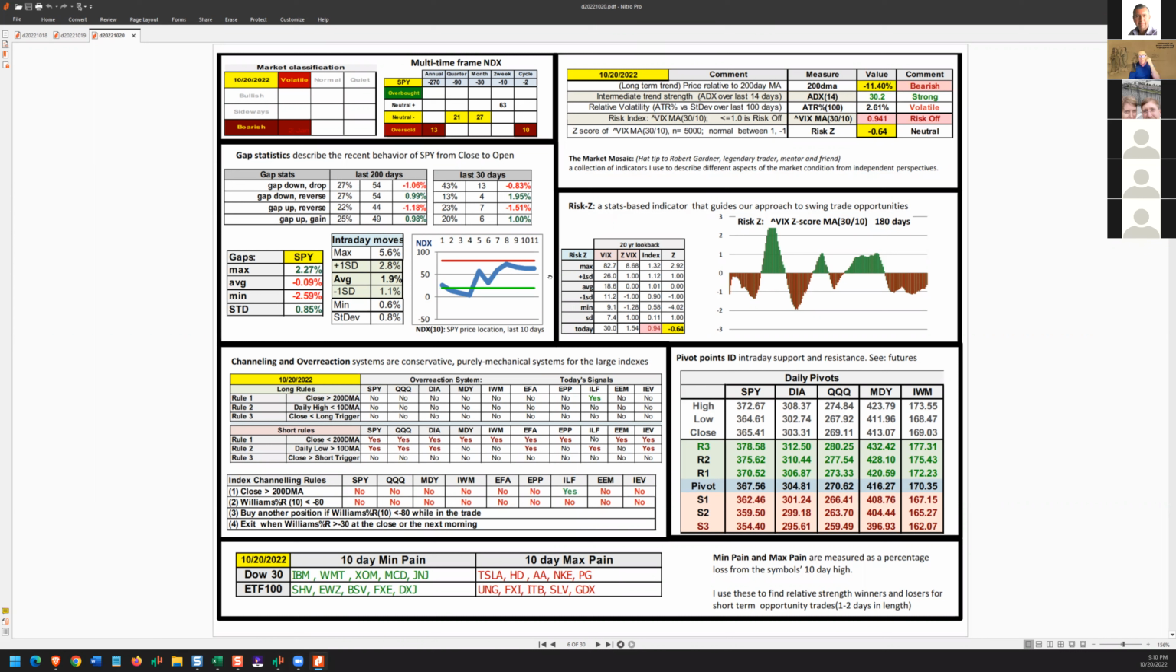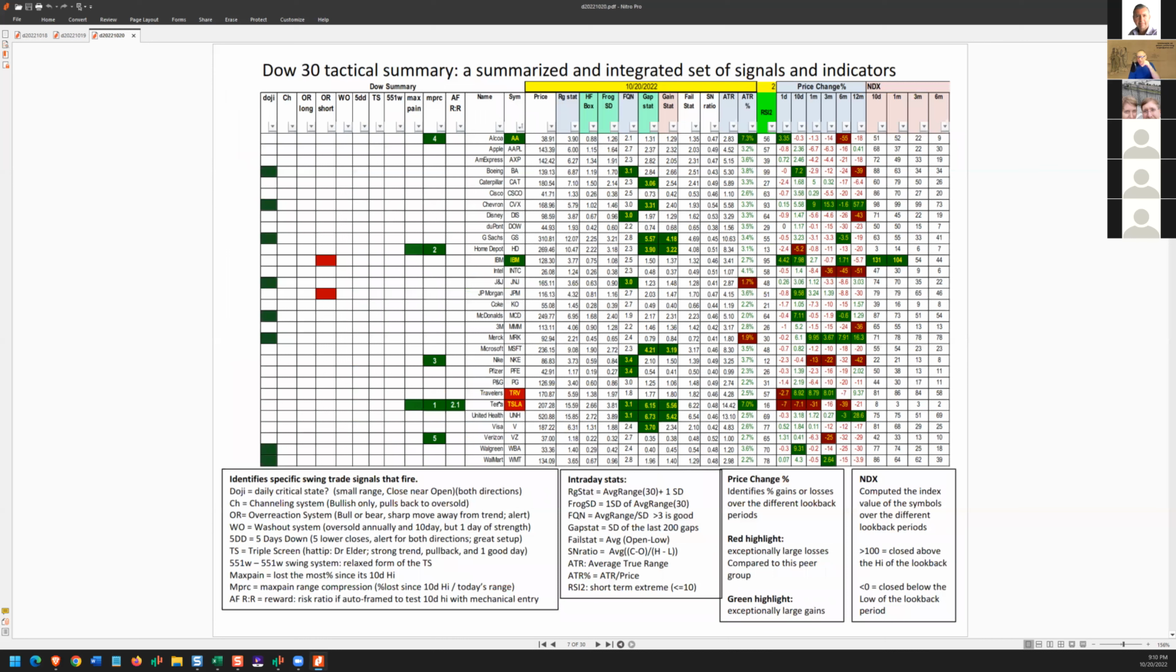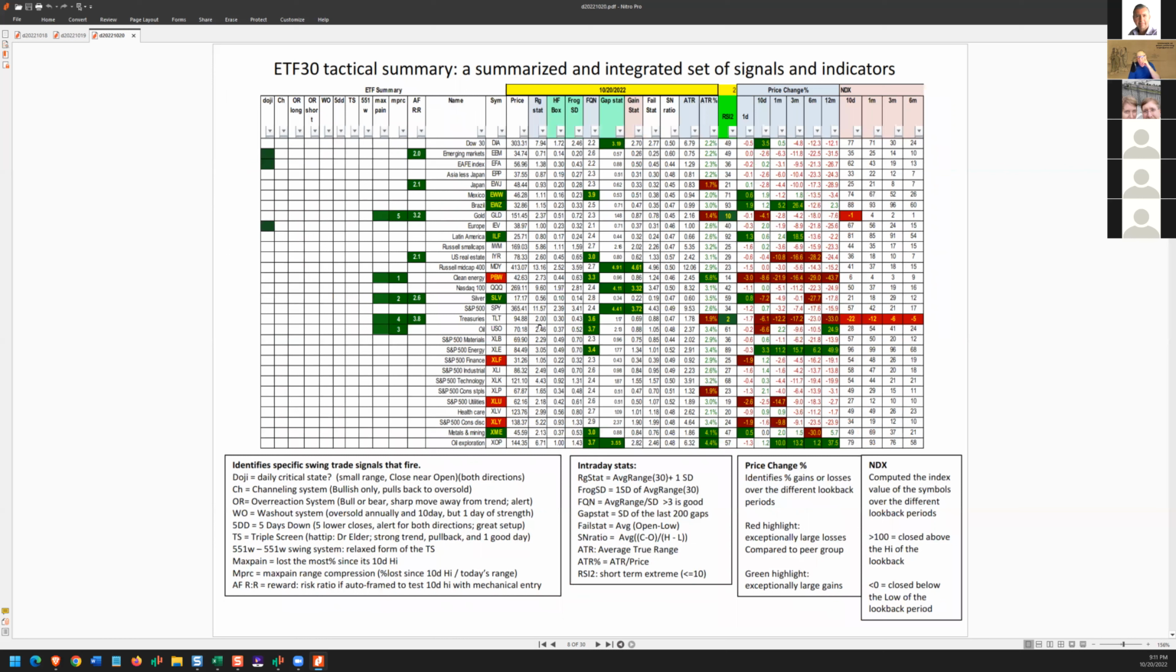In the Dow Tactical, lots of dojis today, a couple dead cat bounce warnings here in IBM and JP Morgan. To me, Tesla is the news. And the metals, you can see Alcoa crushed it today, and I'll be ready for some more metals tomorrow. In the ETFs, handful of auto framers looking good. Treasuries continue to get crushed.